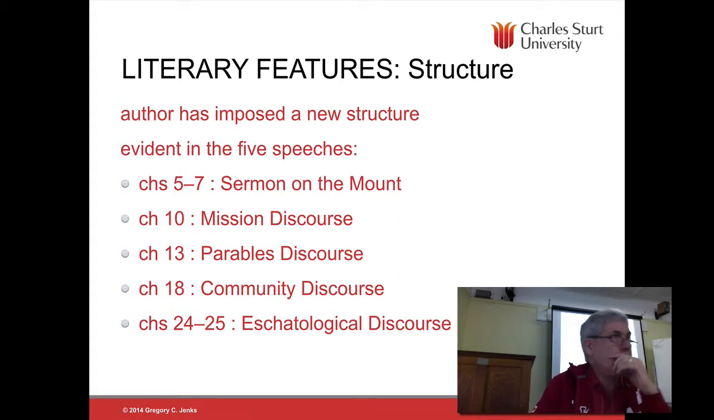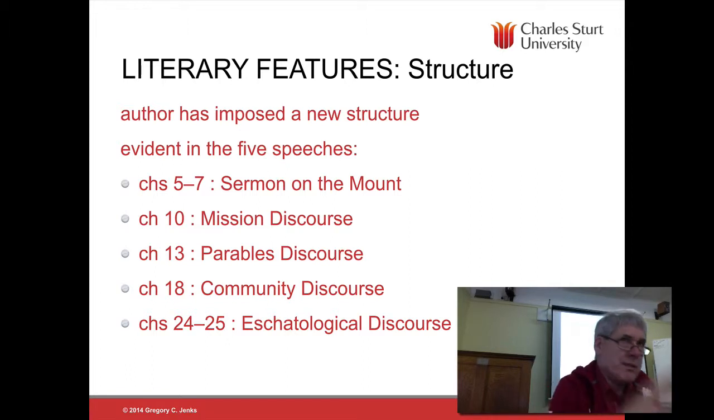What's the significance of those? How would those have been used in Matthew's community? Well, Luz's argument is that the really significant thing about these discourses is this is when Jesus addresses the reader directly.